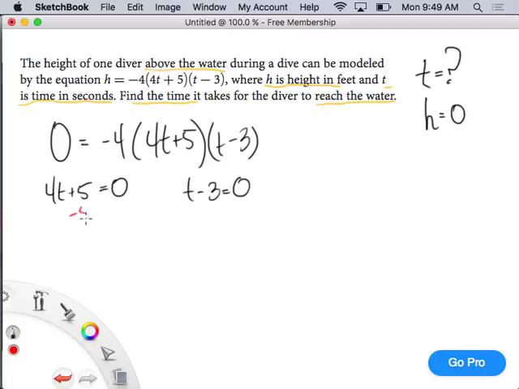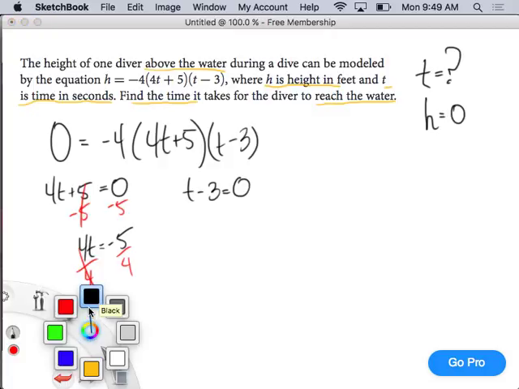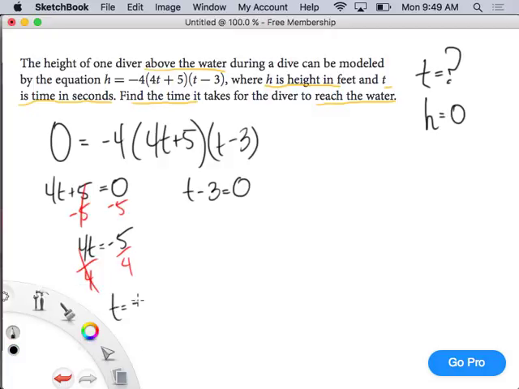So this one here, I subtract 5 from both sides. And I wind up with 4t equals -5. And then divide by 4 on both sides. I end up with t equals -5 over 4. This one is just a one-step equation. We add 3 to both sides and we get t equals 3. And t equals -5 over 4.